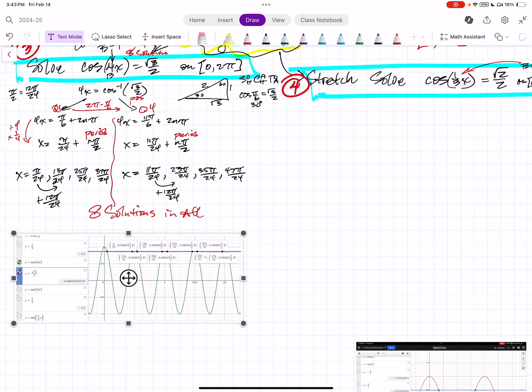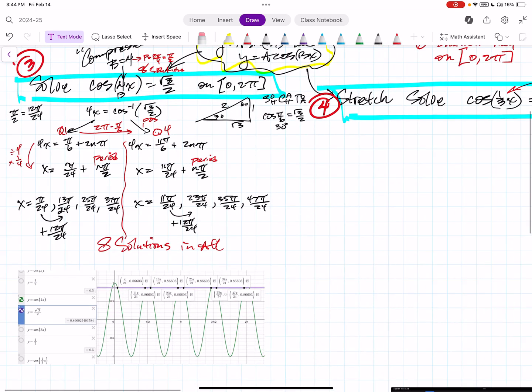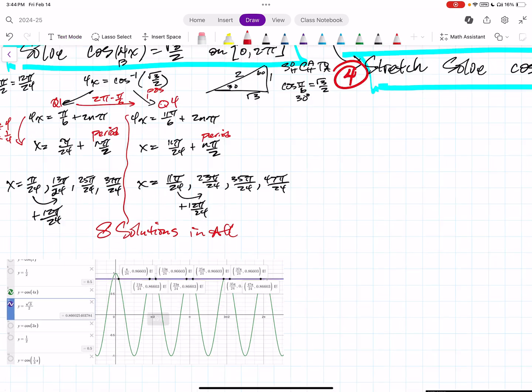All right. And there is the graph of all of these solutions right through here. Look at that. That's pretty cool.